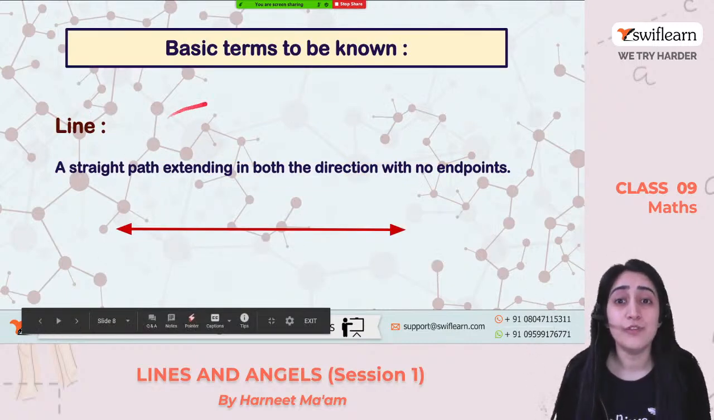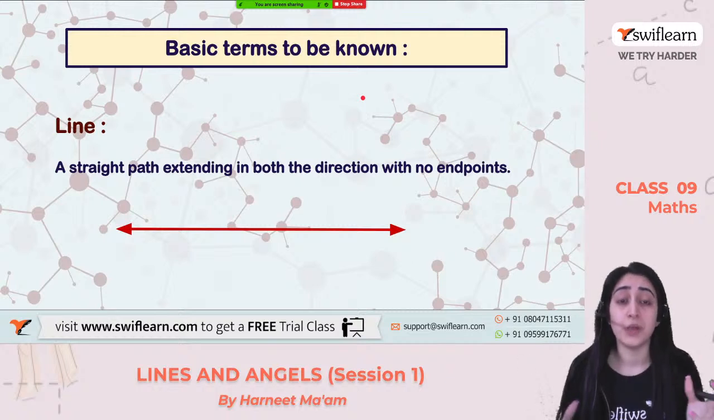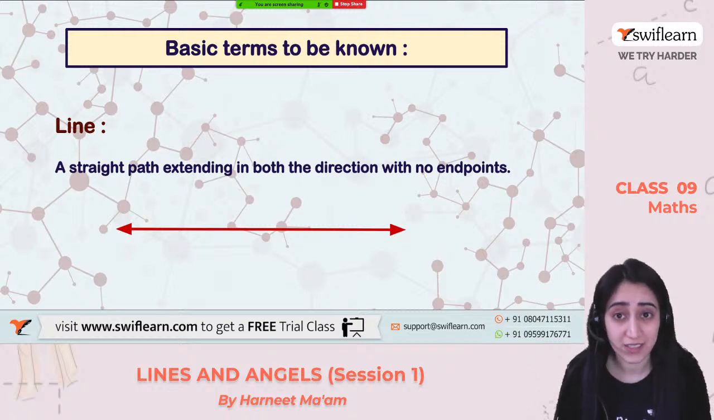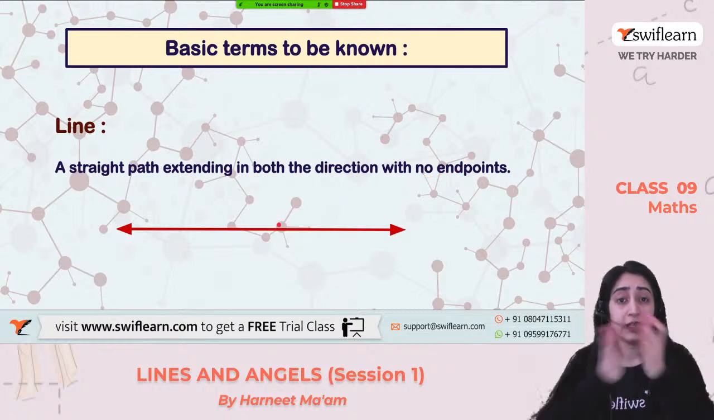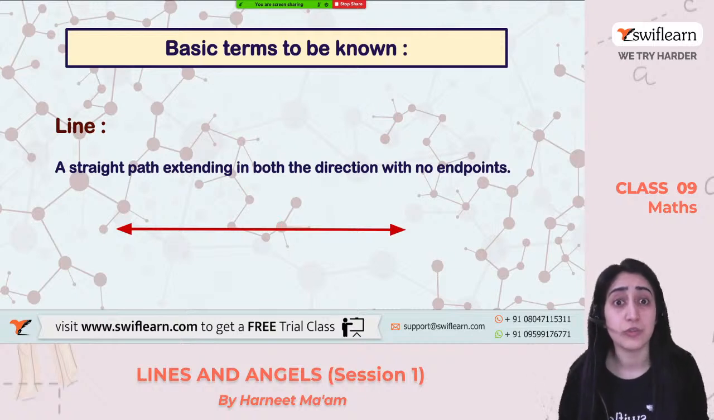Okay. Moving on to the basic terms we should know before understanding what geometry is. The first thing is the line. A line is a straight path extending in both directions with no endpoint. It's a straight path that keeps on going in both directions. It never ends. There is no endpoint. That's why we call it a line.